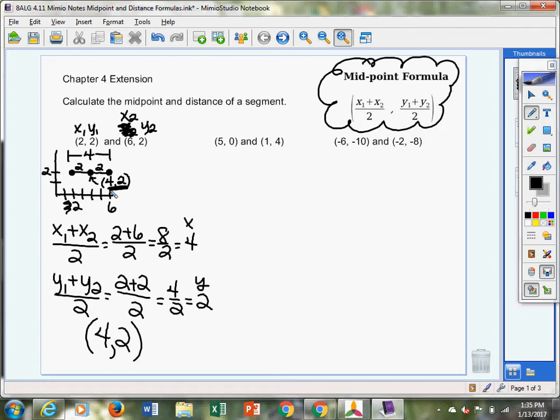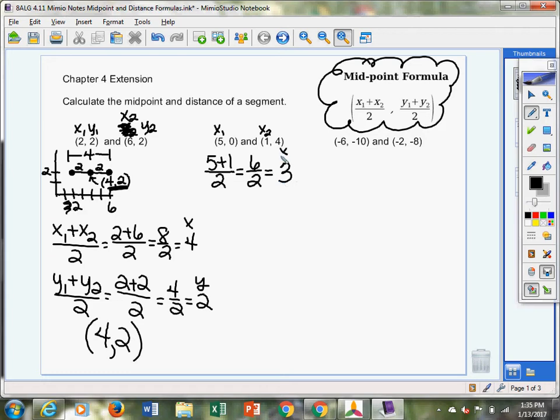To find the midpoint of (5, 0) and (1, 4), and those are the endpoints, I'm going to call this x1 and that x2. I'm going to add 5 plus 1, then divide that by 2. 5 plus 1 is 6, and 6 divided by 2 is 3.